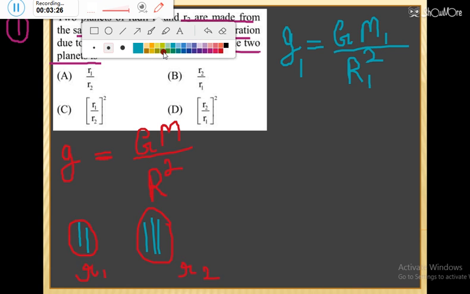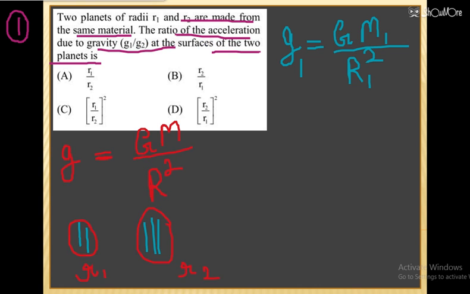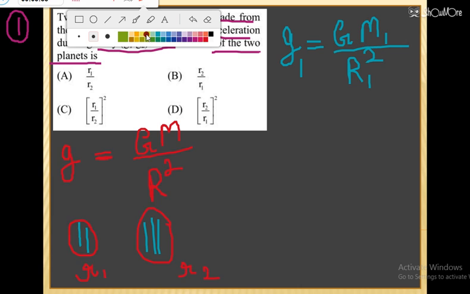So that means we have to use the concept of mass here, because mass is not in the end result. In that end result, mass is not there. So that means we have to eliminate this mass. We have to eliminate this mass. So basically density is equal to mass upon volume. Density is equal to mass M1 upon volume.